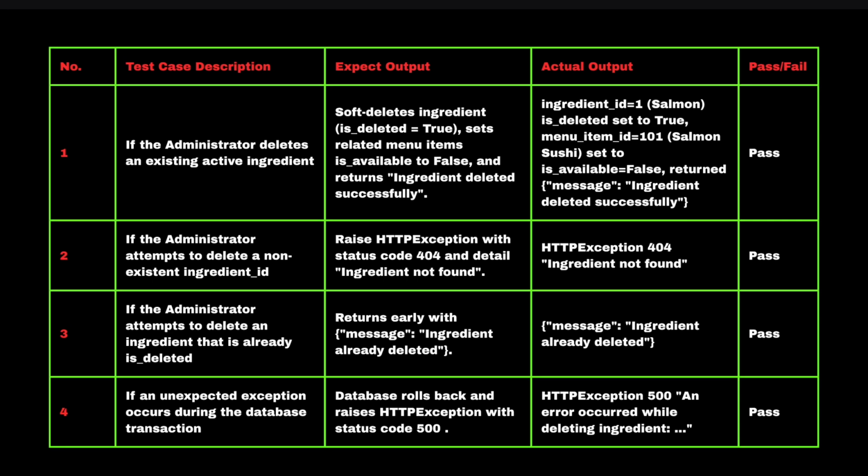Non-existent ID gives 404. Already deleted returns early with ingredient already deleted, and on a DB exception, rollback fires and the function raises HTTP 500 with the error detail. All 4 cases pass.